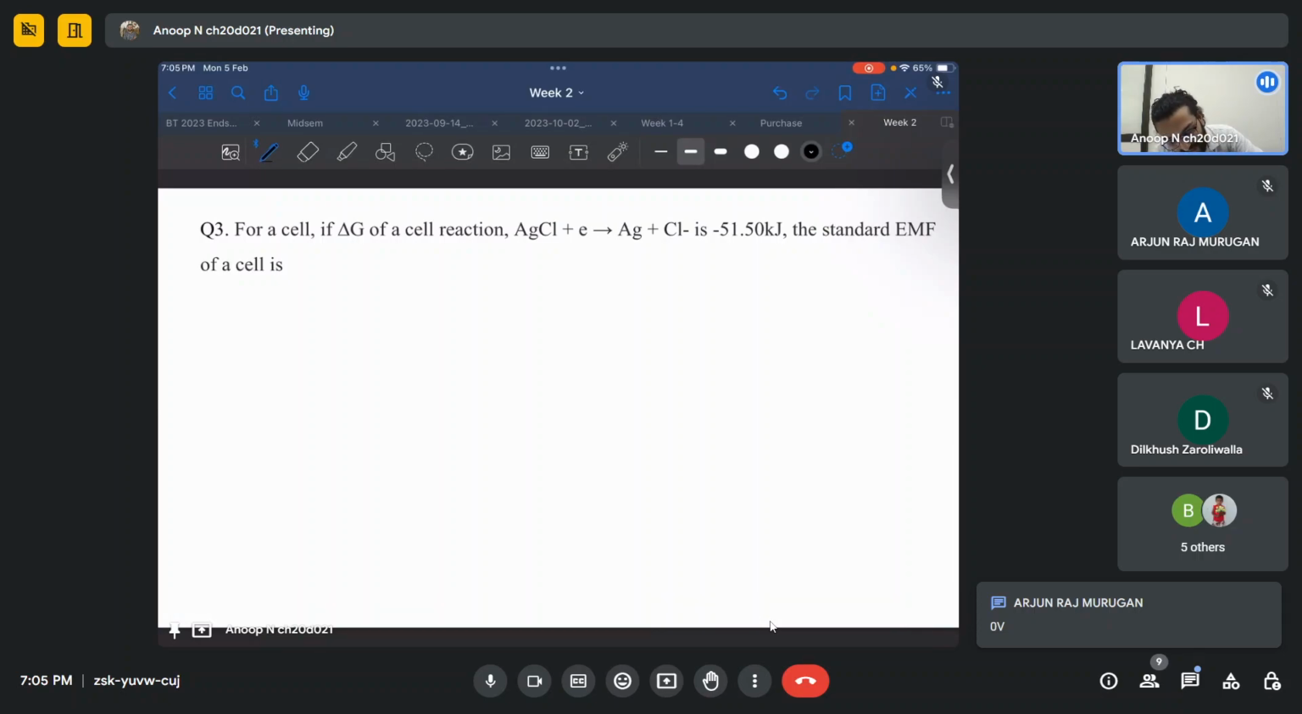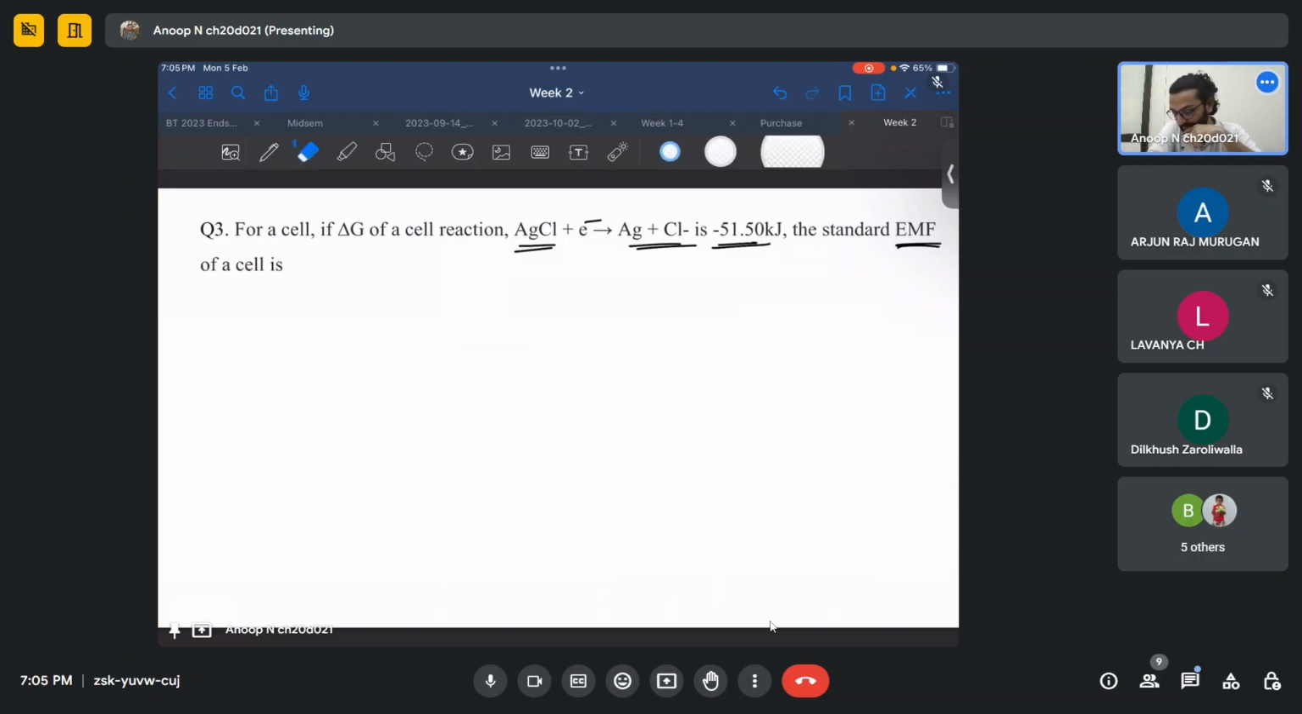For a cell, if delta G of the cell reaction Ag plus electron gives Ag plus Cl minus is minus 51.5 kilojoule, the standard EMF of the cell is. Direct question. So all of you calculate and tell me the answer.